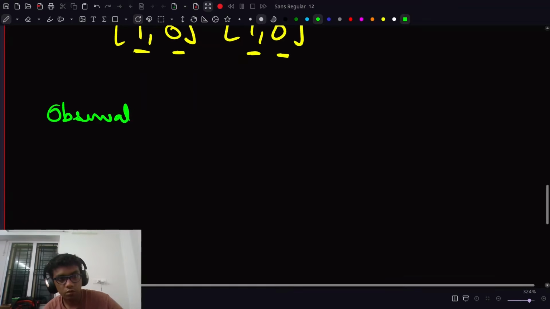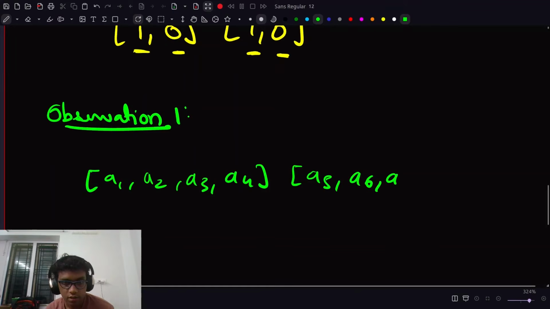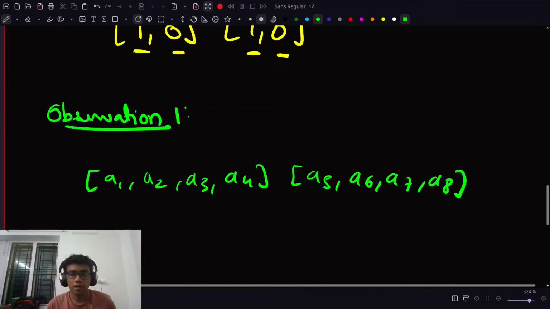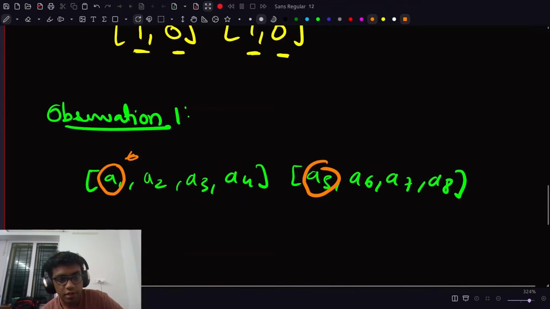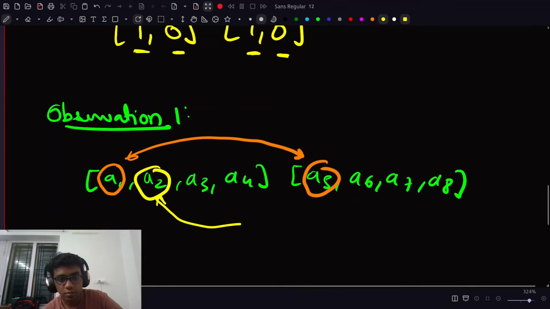Observation 1. In this, let us assume that we have two blocks. Let's say the first block is A1, A2, A3, A4, and the second block is A5, A6, A7, A8. We're going to make some observations regarding this, which will help us solve the problem. If we choose A1 and A5, we know that these elements must be equal. Similarly, A2 and A6 must be equal, A3 and A7 must be equal, and so on, when doing modulo m.